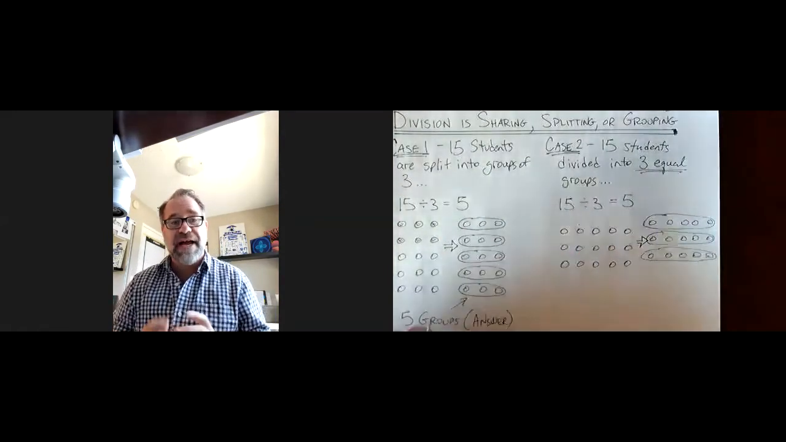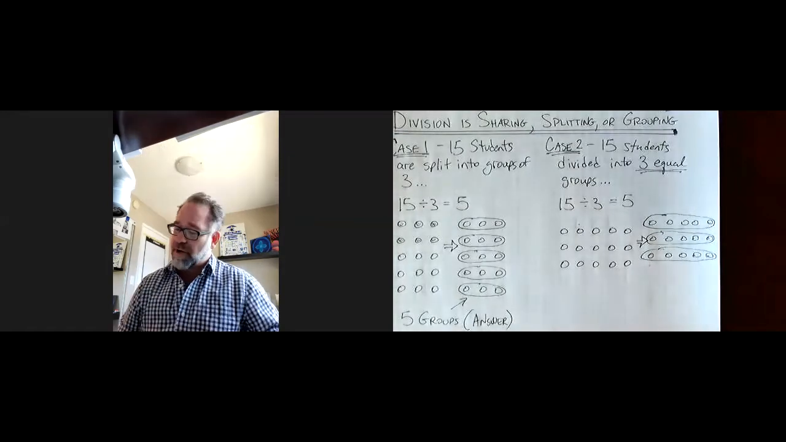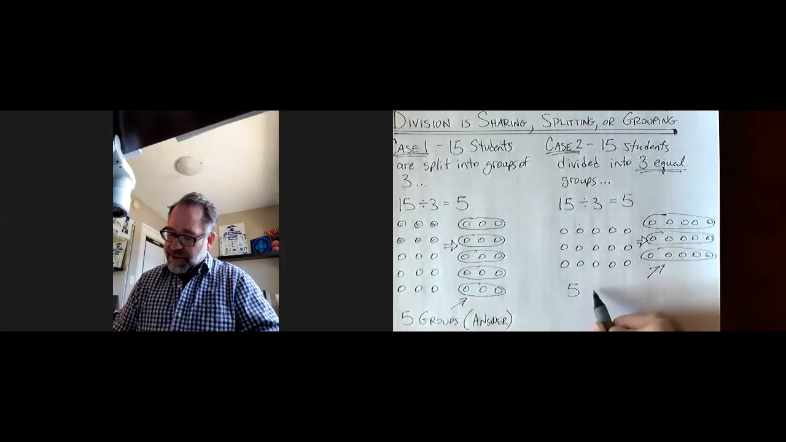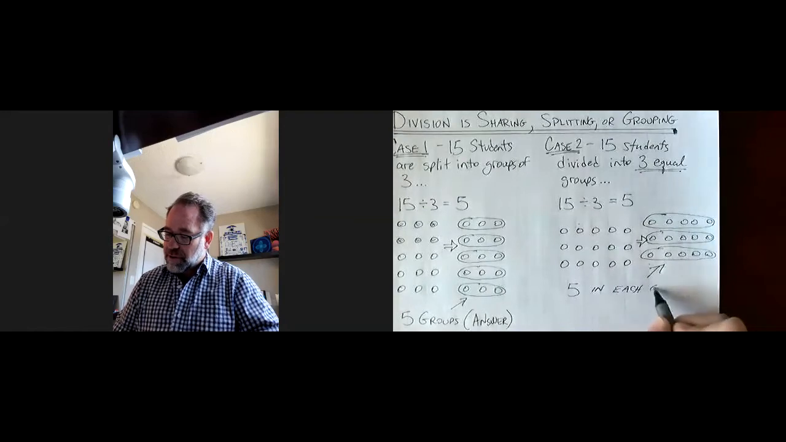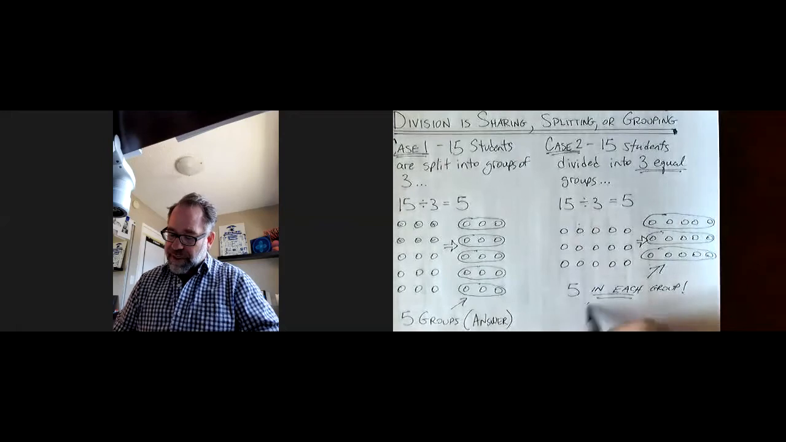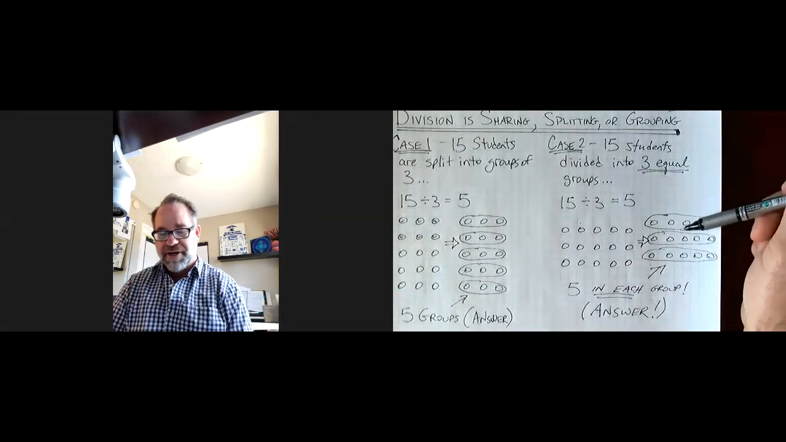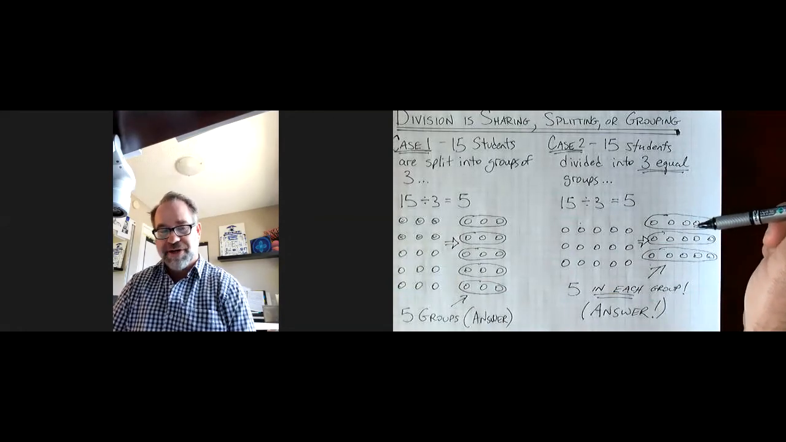What does the 5 actually represent? Well, for this one, the answer is 5 in each group. So the answer isn't the number of groups for this one. In this situation, or this picture, the answer is actually how many are in each group. How many are in each group?